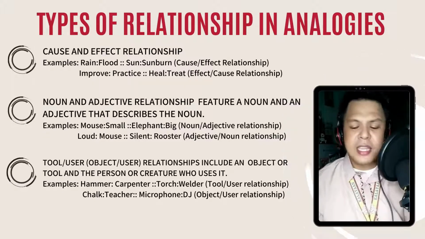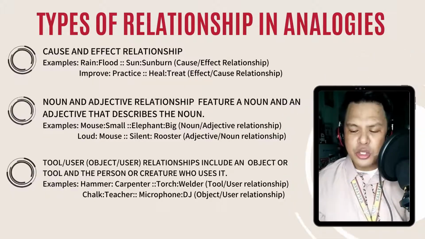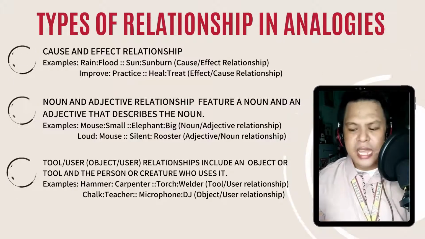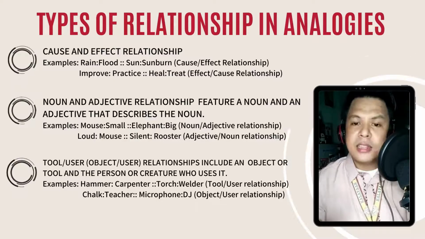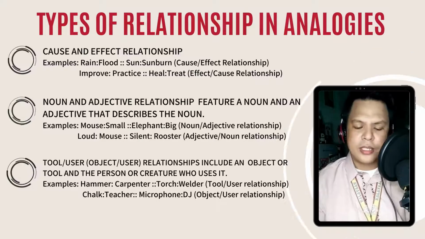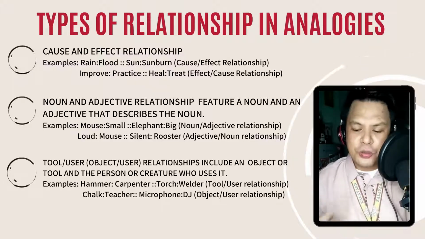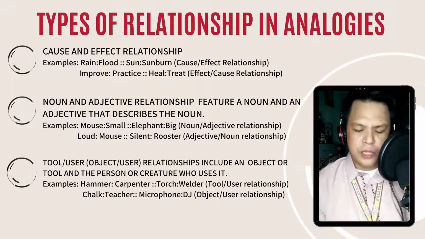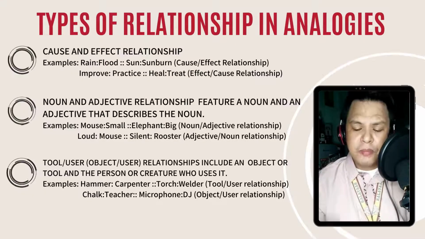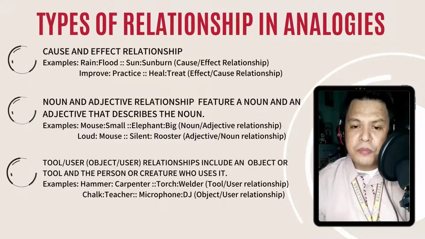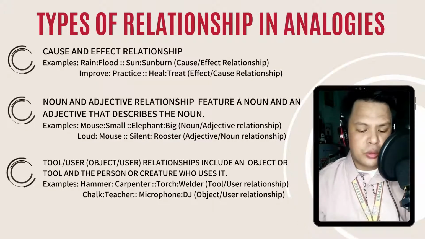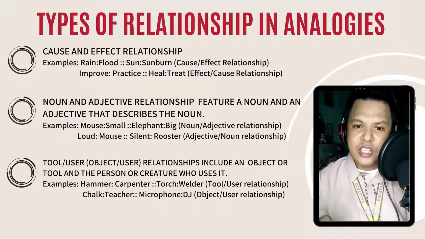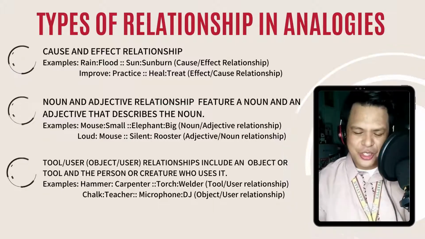The fifth one is noun and adjective relationship. It features a noun and an adjective that describes the noun. For examples, mouse is to small, then elephant is to big, and that is noun or adjective relationship. The other one is loud is to mouse, then silent is to rooster, and that is adjective or noun relationship.